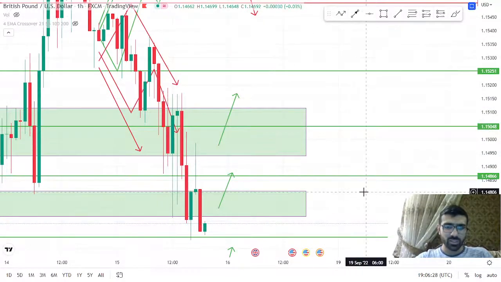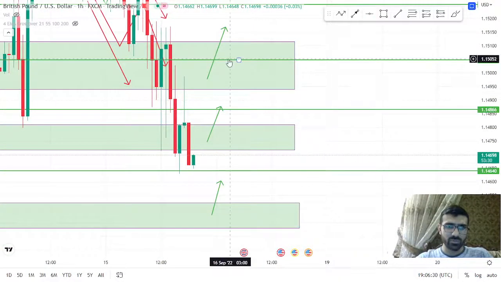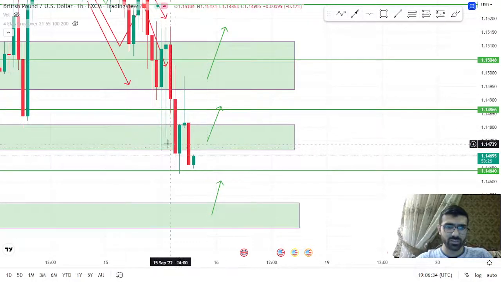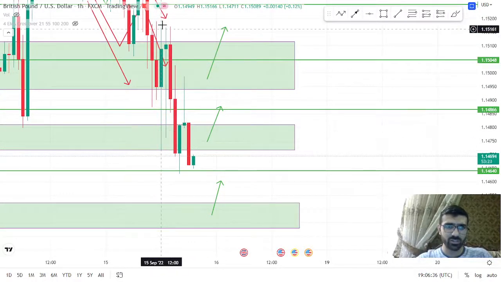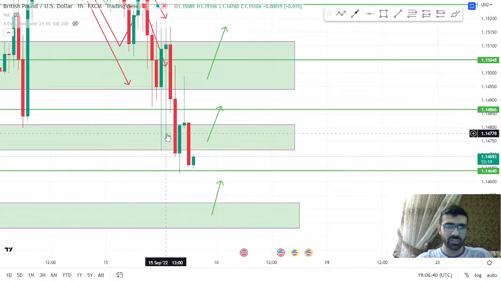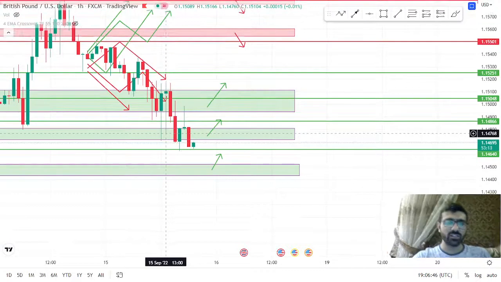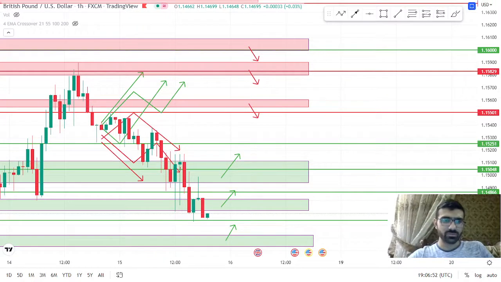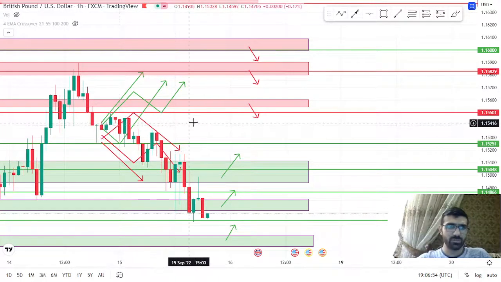Okay, and later on we gave you the bonus areas, and you can clearly see that market entered this area over here, and market shot up once, and a second time again as well. So if you were vigilant to take small profits from these areas, then that would have also been a good area for buying this GBP USD pair.